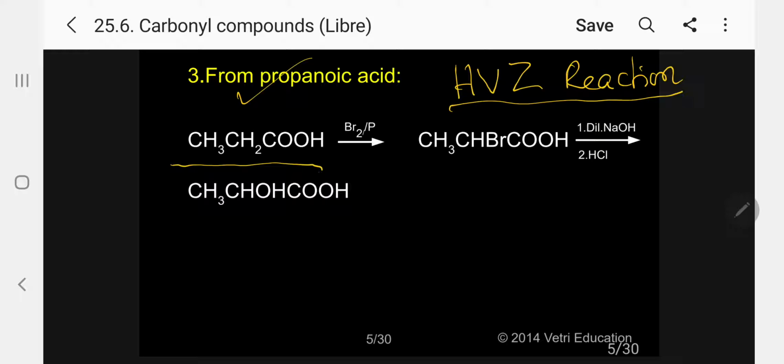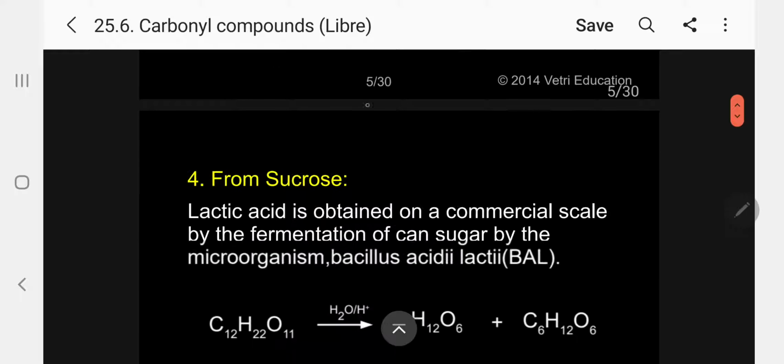You take propionic acid and add bromine in presence of red phosphorus. So with respect to the functional group, the alpha hydrogen will be substituted by bromine. If you treat bromine, bromine; if you treat chlorine, chlorine. Then this Br will be substituted by dilute sodium hydroxide. Correspondingly OH will be substituted. We are getting lactic acid. So this is the famous reaction, Hell-Volhard-Zelinsky reaction. From propionic acid we can prepare.